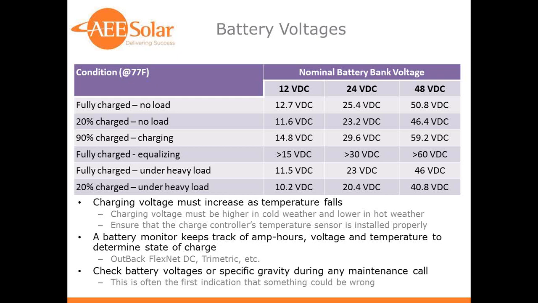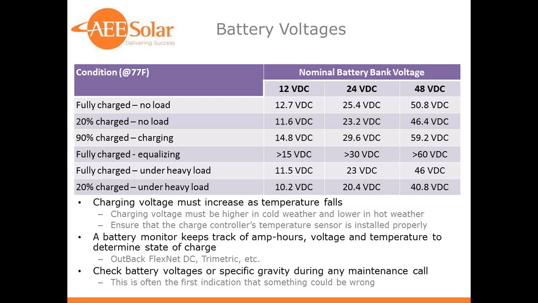Charging voltage must increase as battery falls. If batteries are in a cold location, the voltage must go up, and the temperature compensation of the charge controllers typically do that, or the temperature sensors of inverters if you're using the inverter to charge the battery through an AC source. Same way, it also needs to have temperature correction.